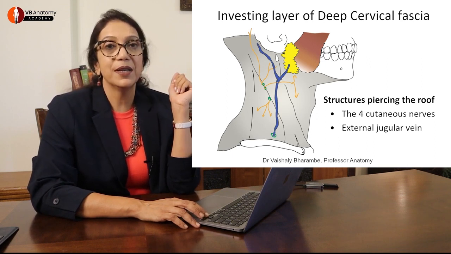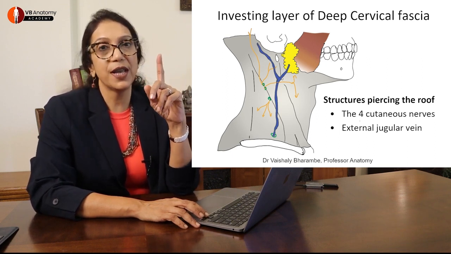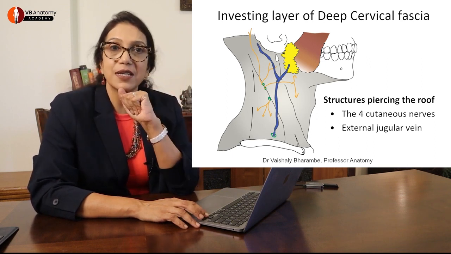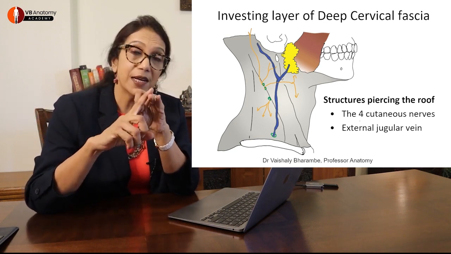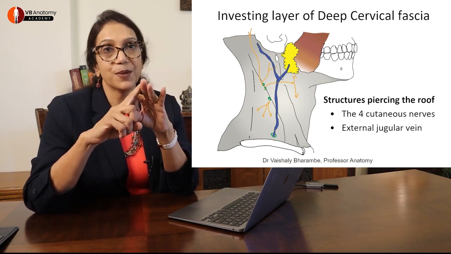So now tell me, the roof of posterior triangle is formed by 3 structures: skin, reflected, superficial fascia and its contents, deep fascia. So these 3 structures are forming the roof. Which layer of deep fascia? Investing layer of deep cervical fascia. So roof is done. You remember I told you we are creating a box. The box has 3 boundaries and a roof.